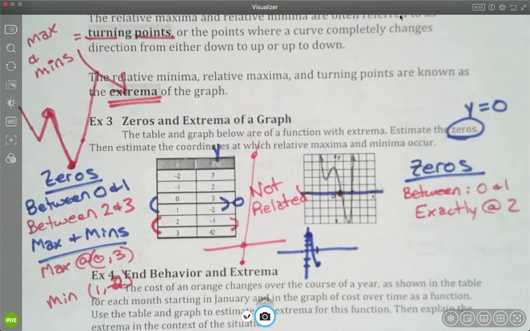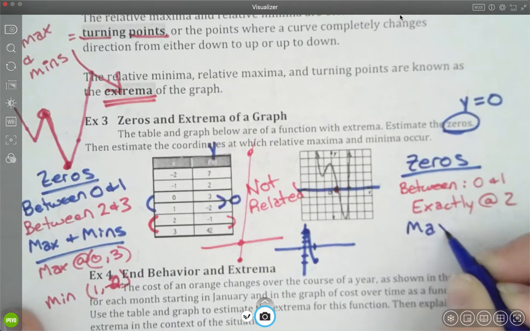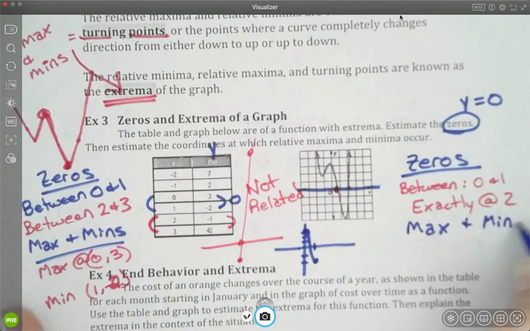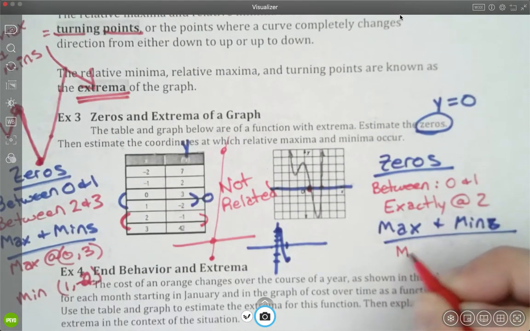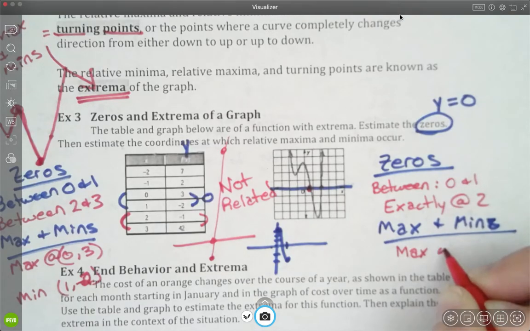Okay, did I get all of them then? Yep. Now let's do some maxes and some mins. Okay, so let's do some maxes. Do I have a maximum point?